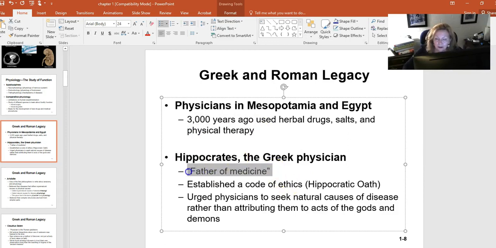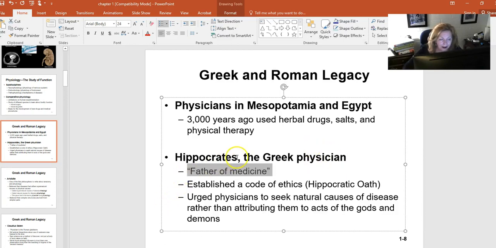Hippocrates is considered to be the father of medicine, and I think most of you have heard of the Hippocratic Oath. So obviously we got the Hippocratic Oath from Hippocrates, and it pretty much says that if anyone is going to make a profession in the healthcare field, you will do no harm. You actually take an oath that you will do no harm. And this really is important.